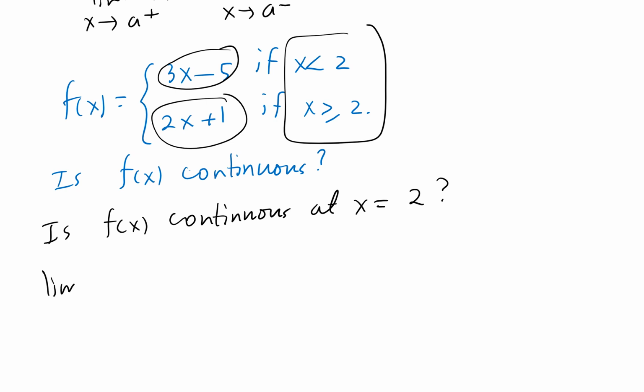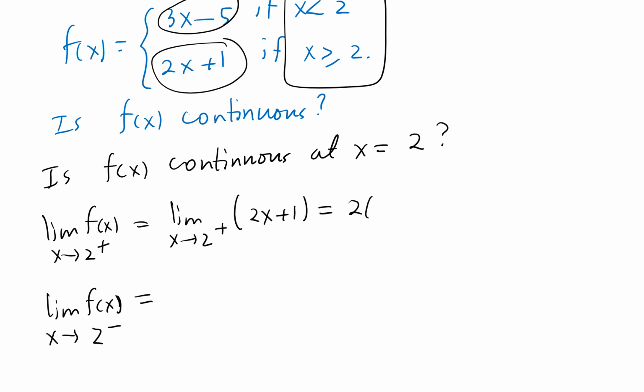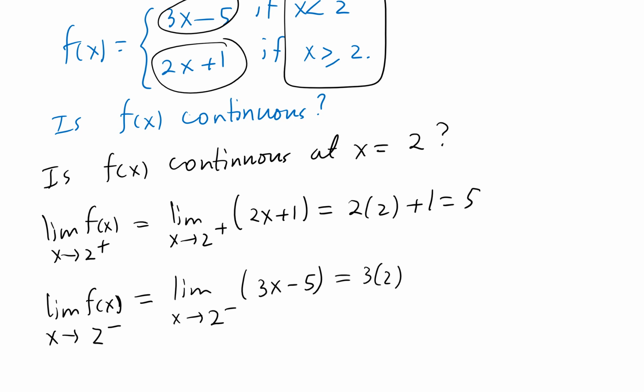To do so, we need to find the limit of the function as x approaches 2 from the right side, and the limit as x approaches 2 from the left side. From the right side, it's the 2x plus 1, which gives us 2 times 2 plus 1, that's 5. Next one is 3x minus 5. Again, 3 times 2 minus 5. If you pass the limit with its properties, it's 1. Notice they're not the same.